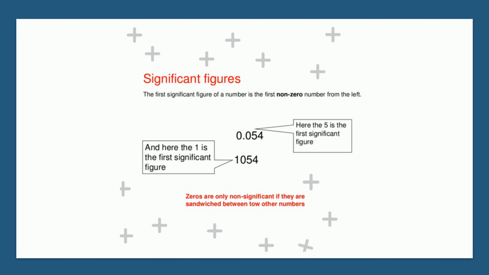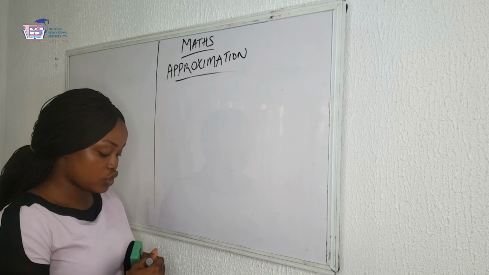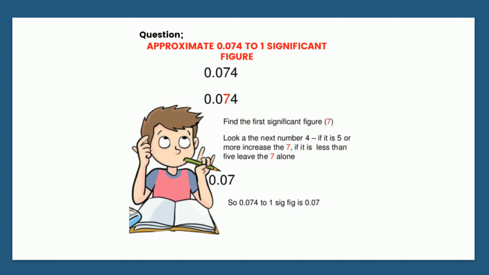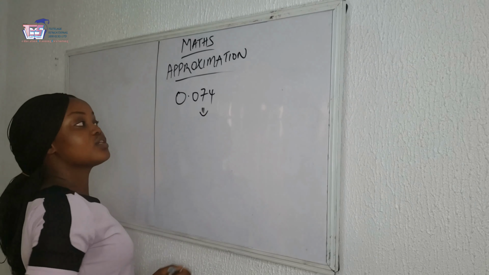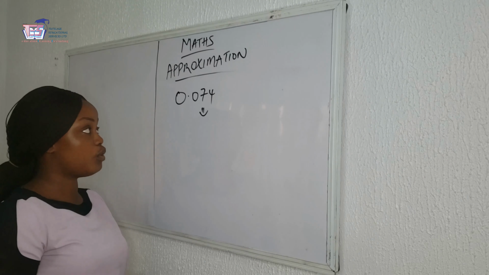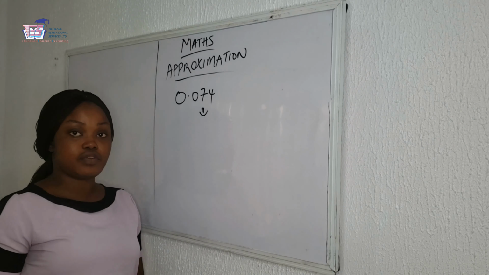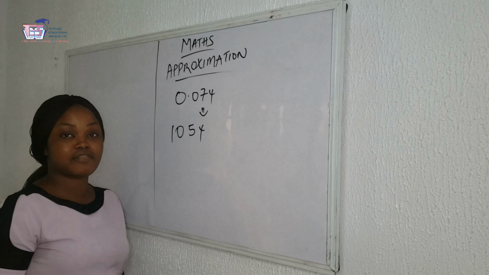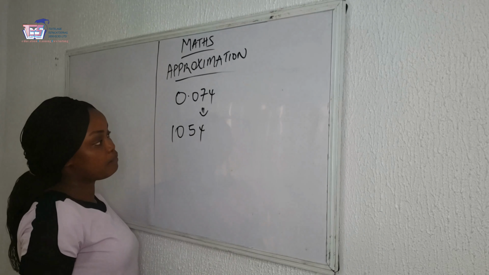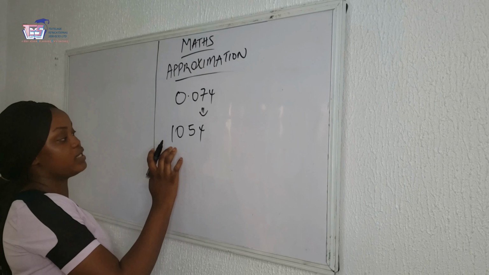The first significant figure of a number is the first non-zero number from the left. So for example, find the first significant figure of 0.074. The first significant figure of this number is 7, because 7 is the first non-zero number from the left. If you have to find the first significant figure of 1054, for example, the first significant figure of this particular number is 1.